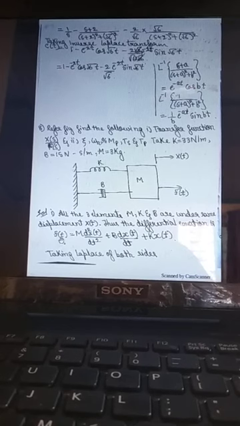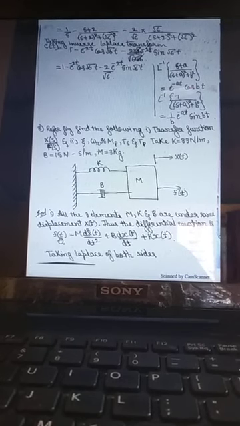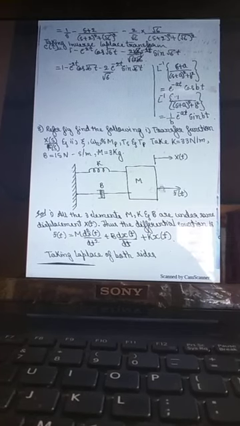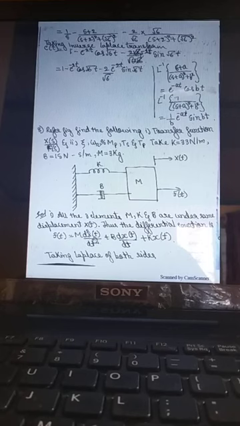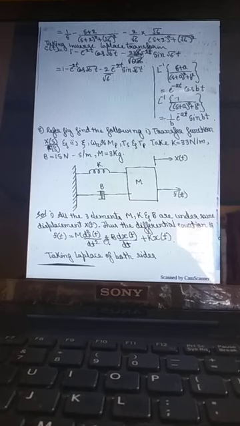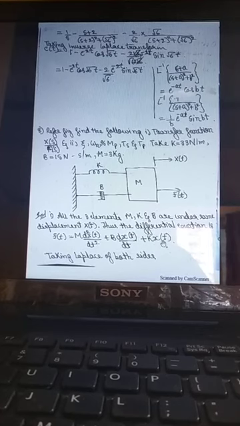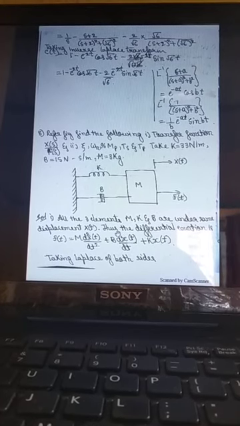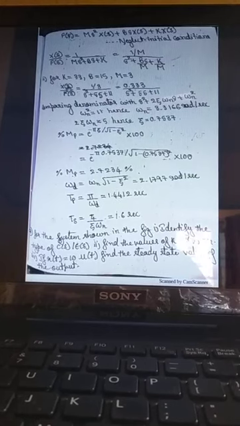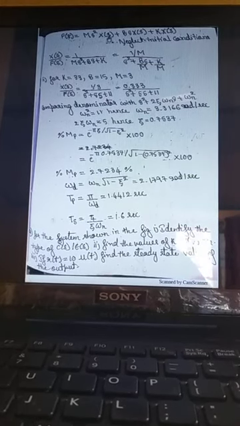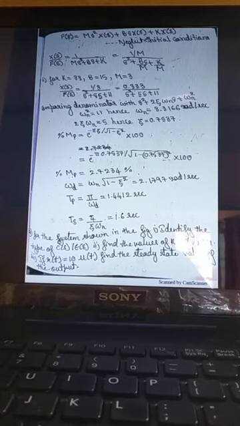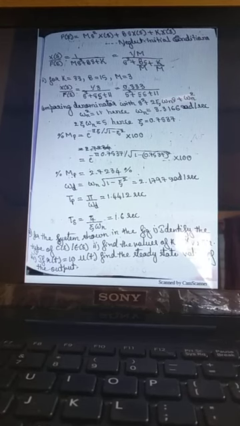In the first module you have read about how to write the equation for this mechanical diagram. f of t is equal to m into d square x of t divided by dt square plus b into dx of t divided by dt plus k into x of t. If you take Laplace of this, what will you get? F of s is equal to ms square x of s plus b into s into x of s plus k into x of s.